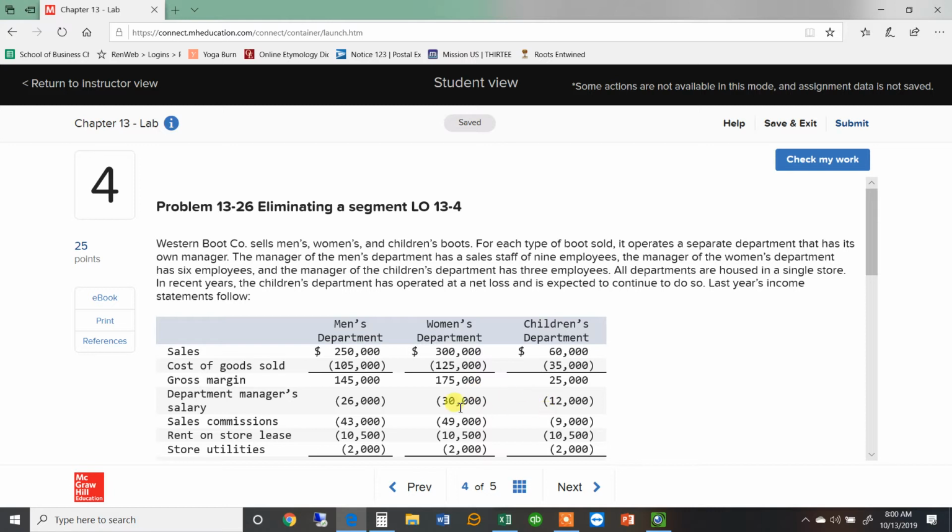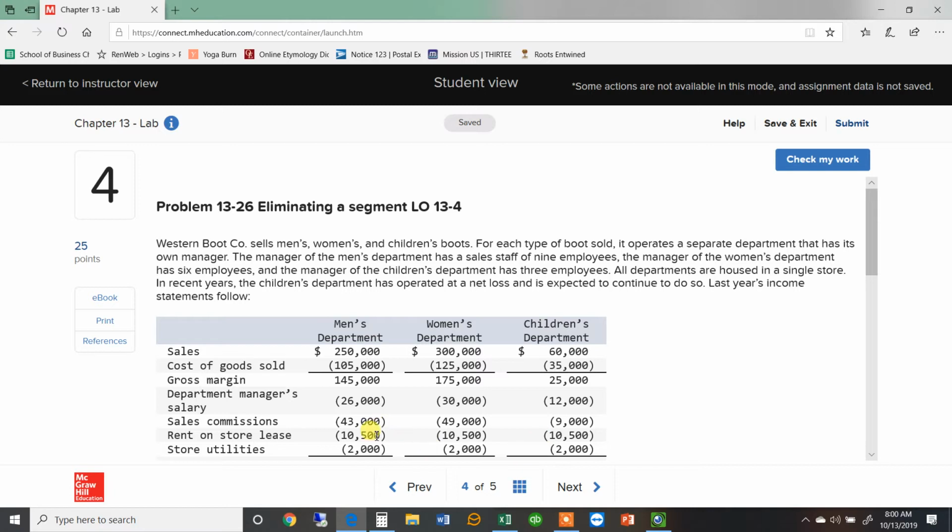So that's not like this manager is only working for the men's department. This manager only works for the women's department. And this manager only works for the children's department. So if we got rid of the children's department, this manager's salary would go away. Sales commissions are directly related to the department that they're in. So these sales commissions go to each person in those departments.